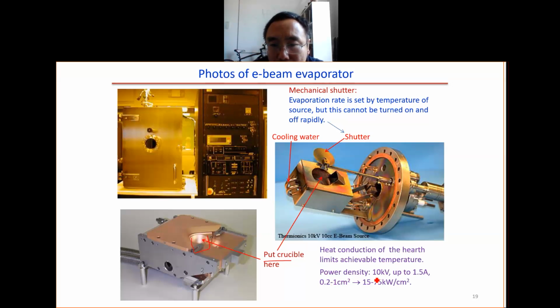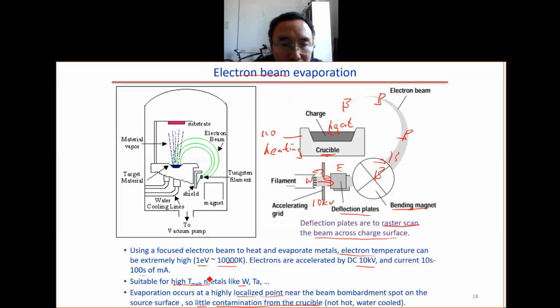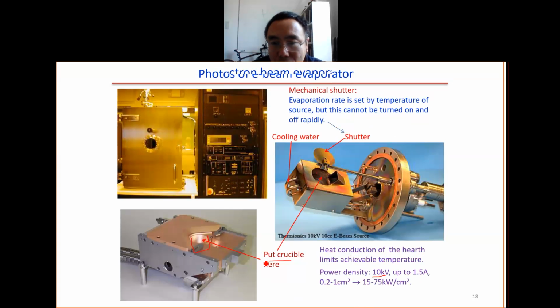So typically, the power can be 10 kilovolt. The current is up to 1.5 ampere, so here we said 100 milliampere. The heated area is about 1 centimeter square. So you can see the power from the electron beam is very, very high. That's why we can heat up even tungsten to over 3,000 degrees for the deposition of tungsten.